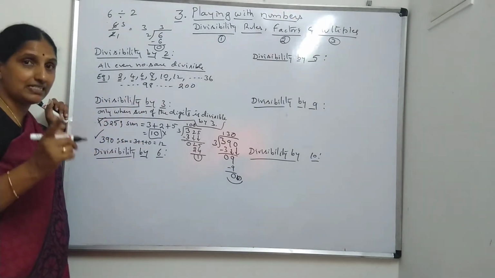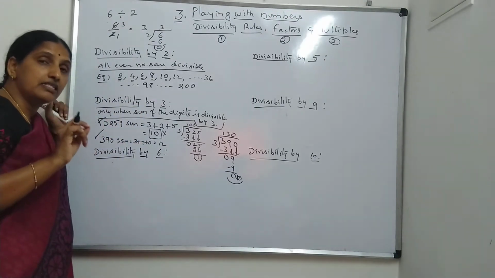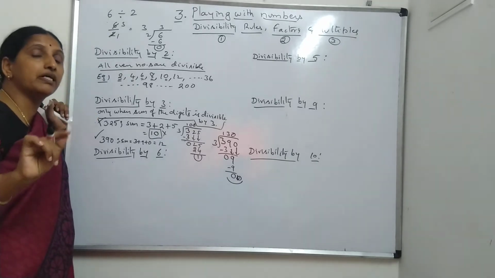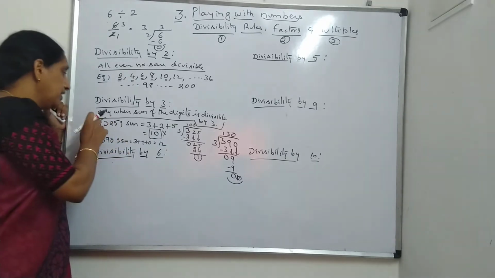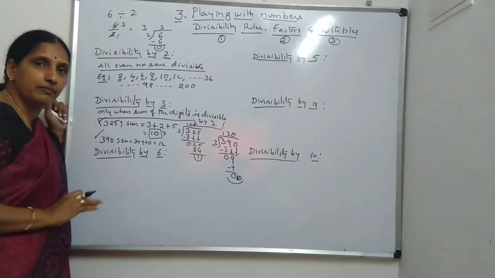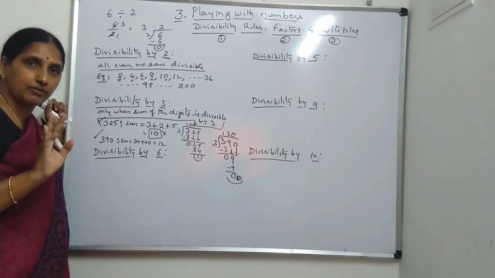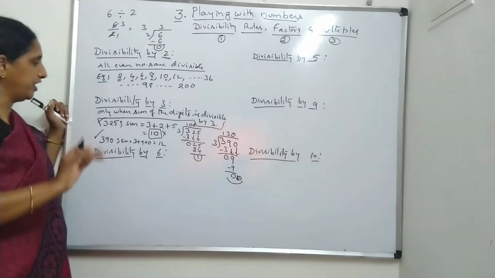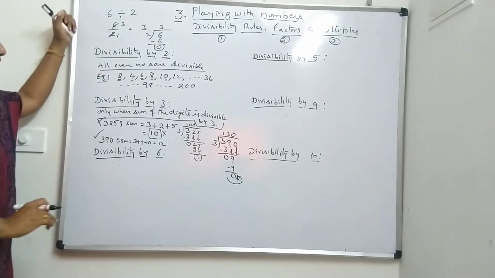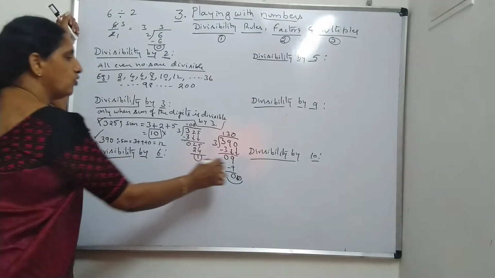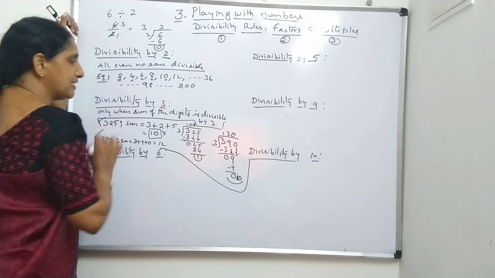So thus, what is the divisibility by 3? Divisibility by 3 says that only when the sum of the digits of the number is divisible by 3, then only the whole number is divisible by 3. The complete number is divisible by 3. Is that clear? Okay. Let us move on to divisibility by 6.